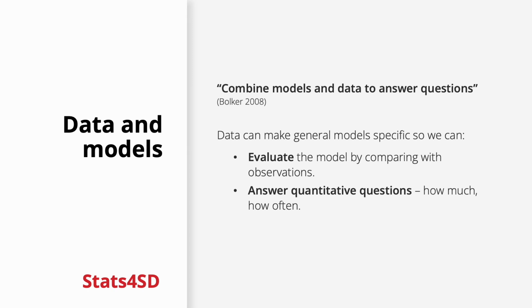Combining models and data can make a general model specific so that we can evaluate it by comparing the model with observations. If the model is found to be adequate, we can then use it to make specific predictions and answer quantitative questions. How much or how often does something happen? Let's look at a simple example.